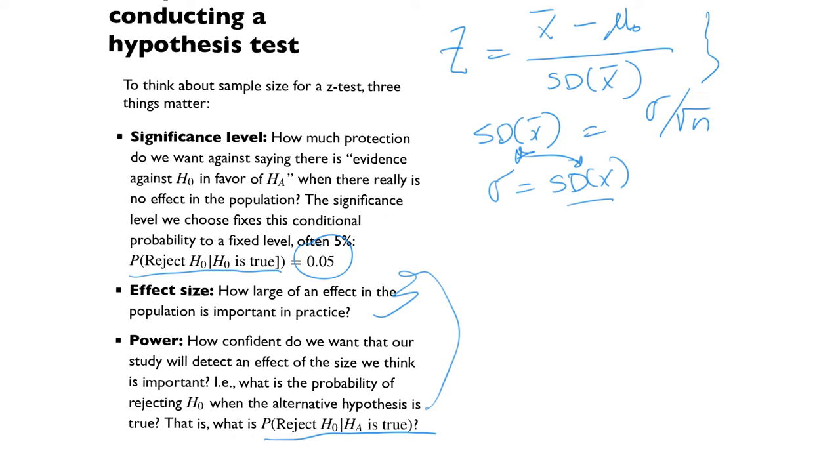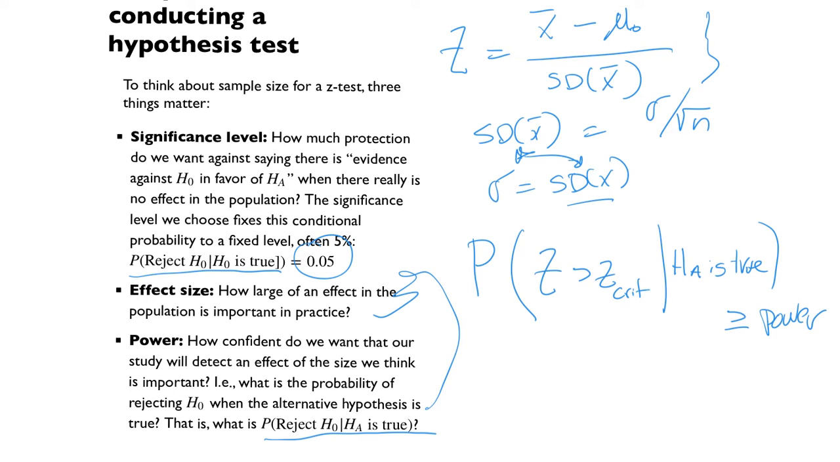And sample size calculations in testing are based on trying to achieve the desired power or greater. So what you basically do is solve this equation. You want to know the probability that Z is greater than little z critical, the critical value based on your alpha level, given that HA is true, so your specific effect size is true, and you want that to be greater than or equal to what we call power. So that's what you're solving.